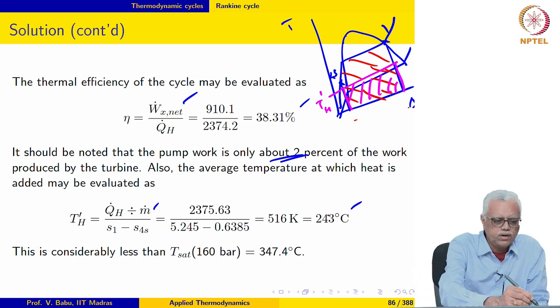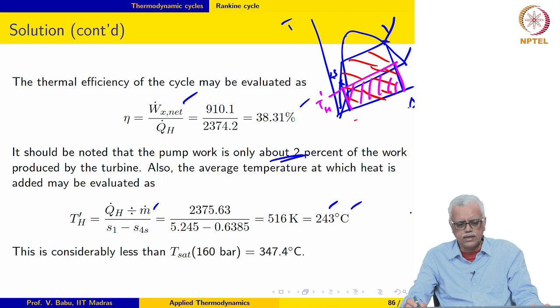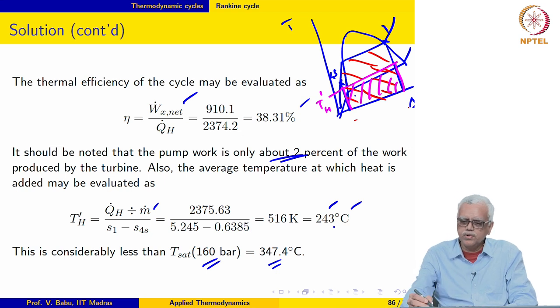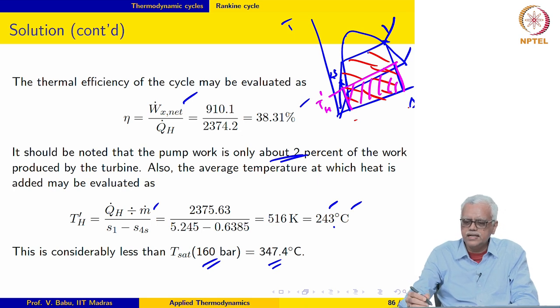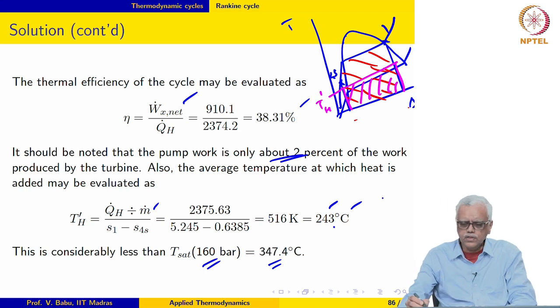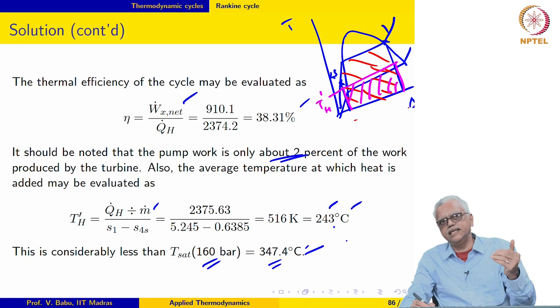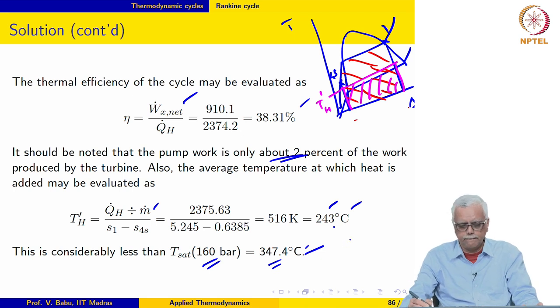So, TH prime is QH dot divided by M dot divided by S1 minus S4S, and that comes out to be 243 degrees Celsius. Notice that the saturation temperature corresponding to 160 bar boiler pressure is 347.4 degrees Celsius. So, the average temperature as we have indicated here is considerably less than the saturation temperature corresponding to the boiler pressure. Of course, in the basic Rankine cycle, this is also the maximum temperature. Okay, so which means that in the boiler, when we add heat, we assume that the boiler is maintained at this temperature as heat is added to the working substance.